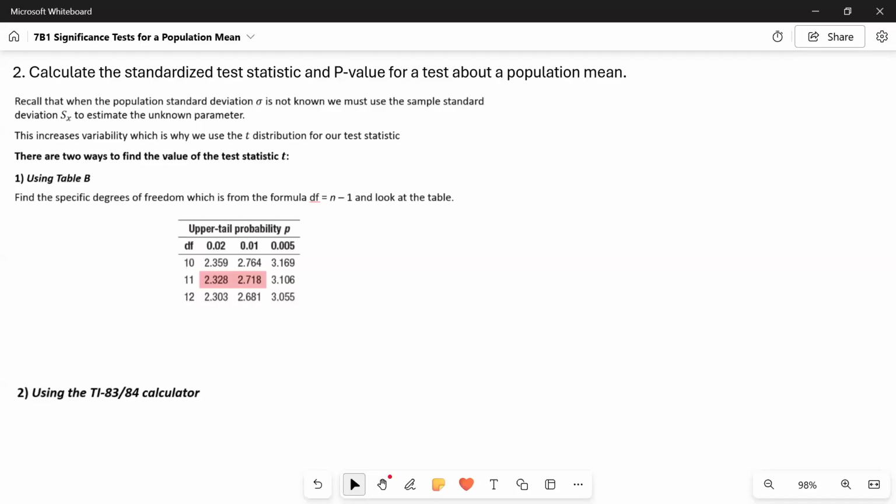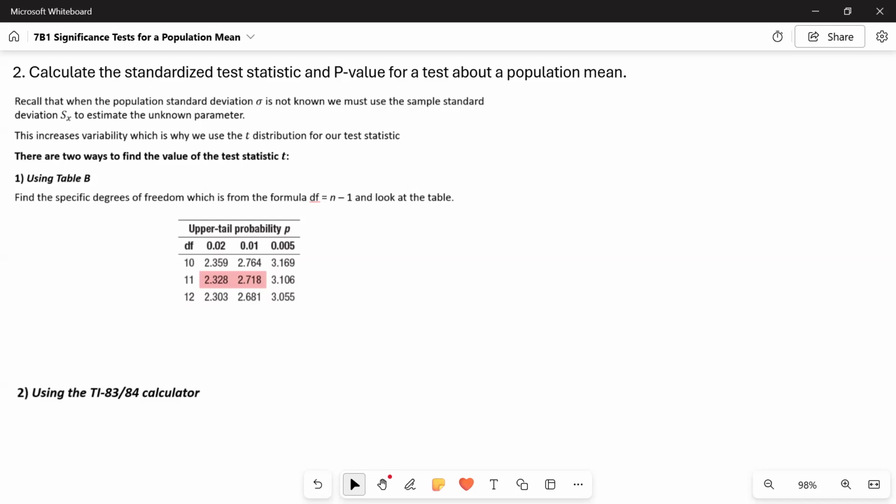All right, guys. So in this second video here, we've been talking about significance tests for population mean. We're going to talk about how to calculate the standardized test statistic and p-value for a test about a population mean. So remember that when the population standard deviation is not known, the best we can do is use the standard deviation of our sample to estimate the parameter. However, when we do that, that increases the variability, which is why we have to use the t-distribution.